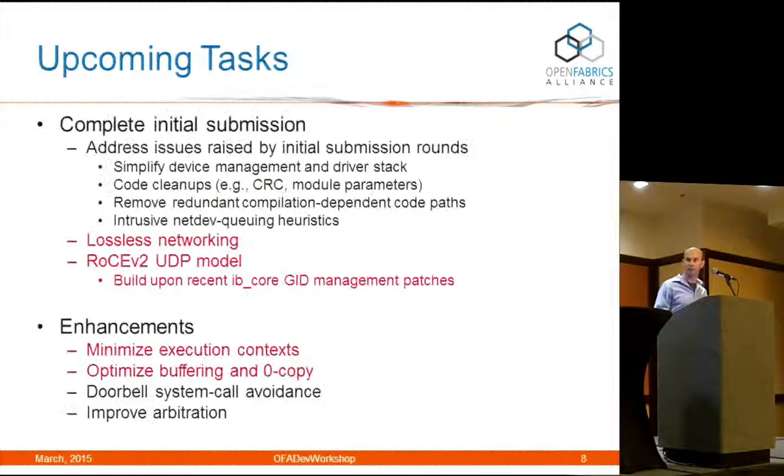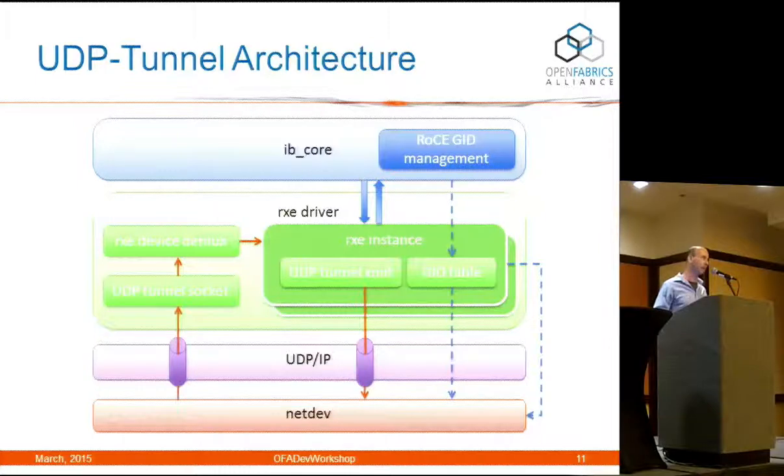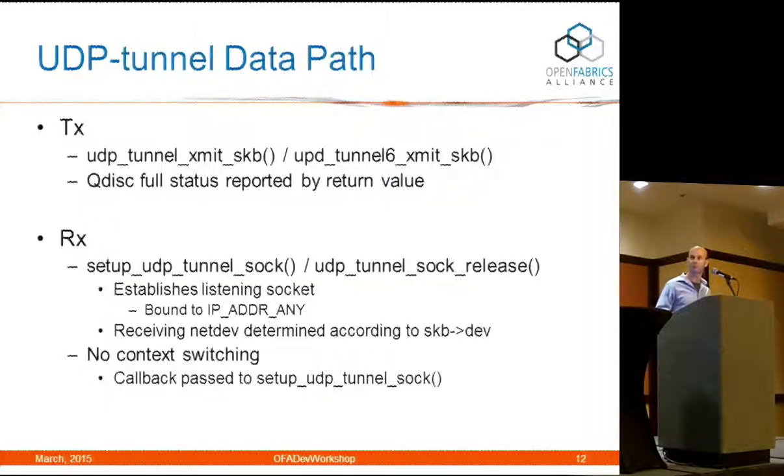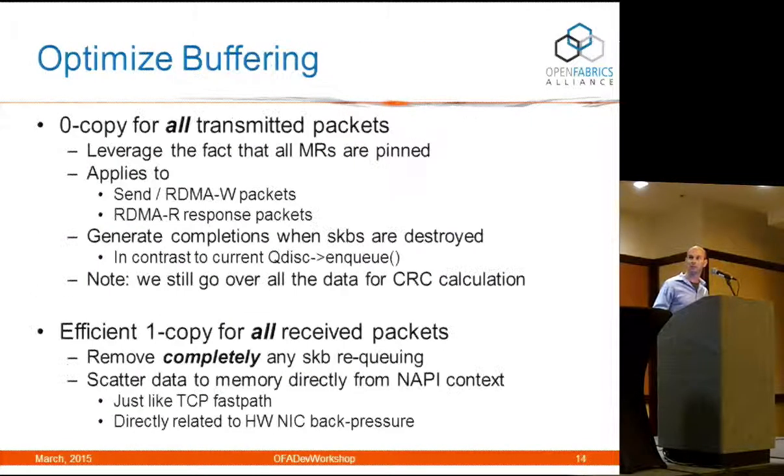And again, we're not inventing anything here. This is exactly how the TCP fastpath works. They are smart guys. So, especially for RoCE, which is much more lightweight than TCP, this will come for free. And we'll have very efficient receive side processing.